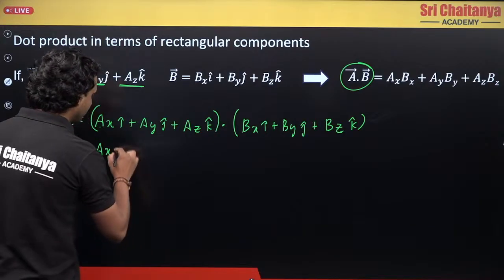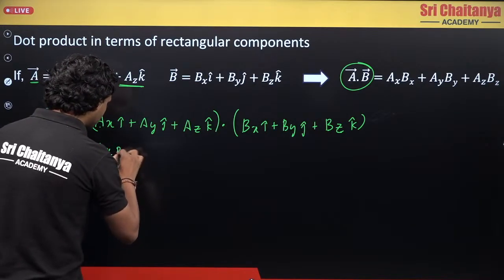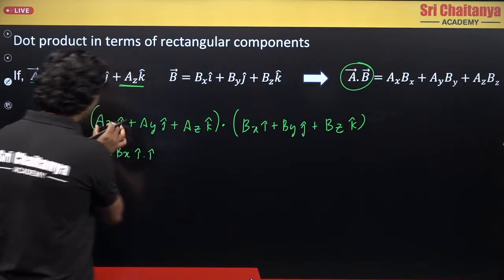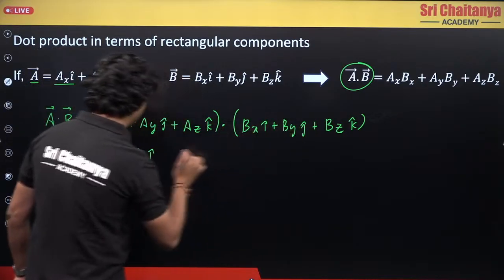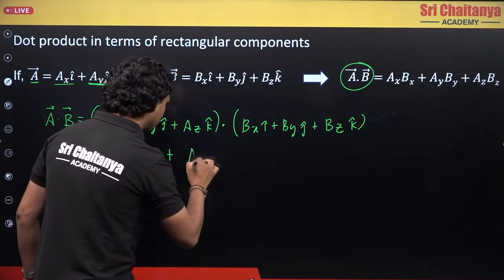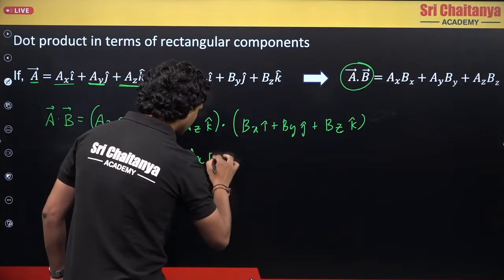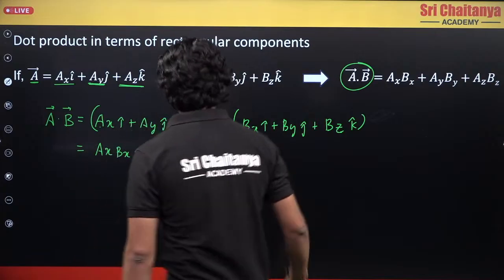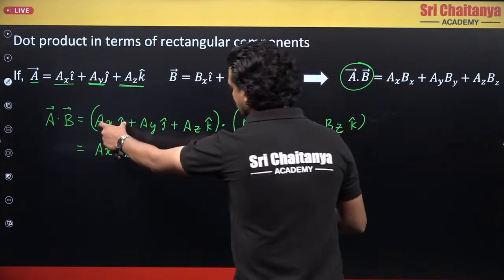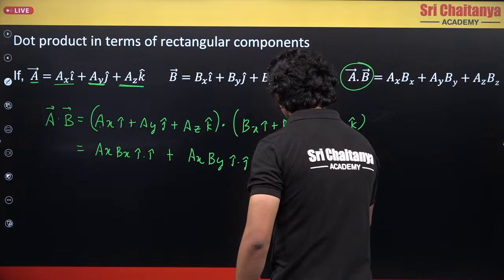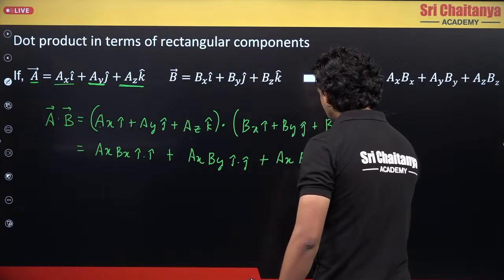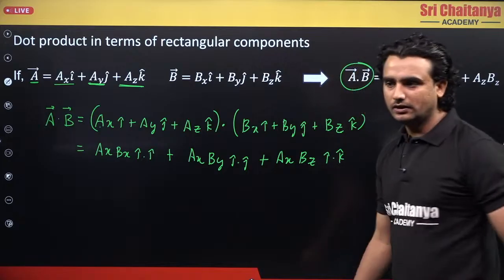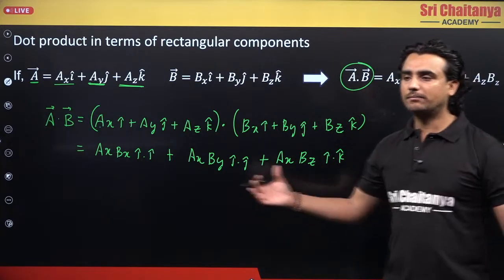Ax into Bx into i dot i. Then I will multiply this first term with this second term. So what do I get? Plus, this will be Ax into By into i dot j. And finally, if I multiply this Ax with this Bz, my third term, I will get i dot k. Now, what I am trying to do is multiply each and every term.